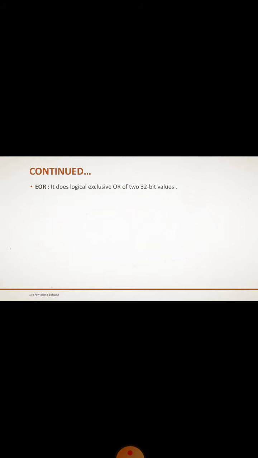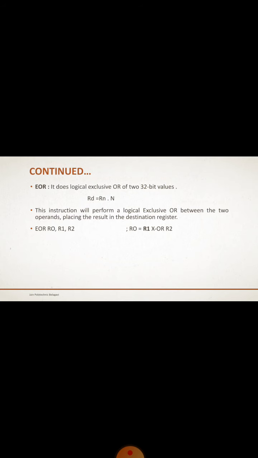The next instruction is EOR. It does logical exclusive OR of two 32-bit values, that is, Rd = Rn ^ N, that is, Rn XOR N. This instruction will perform a logical exclusive OR between the two operands, placing the result in the destination register. EOR R0, R1, R2: R0 is equal to R1 XOR R2.